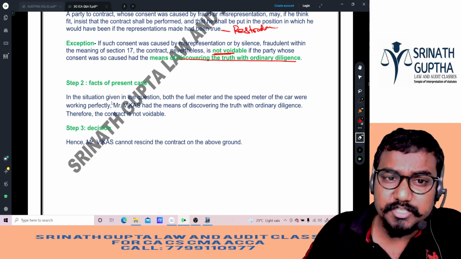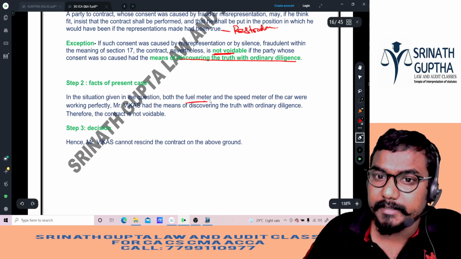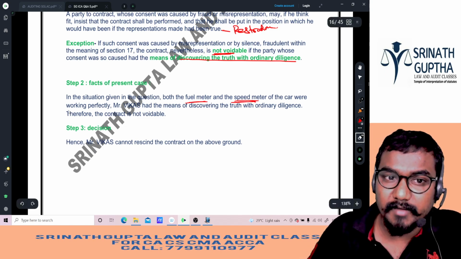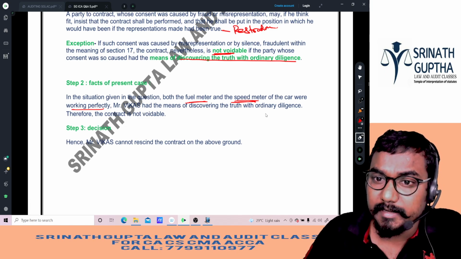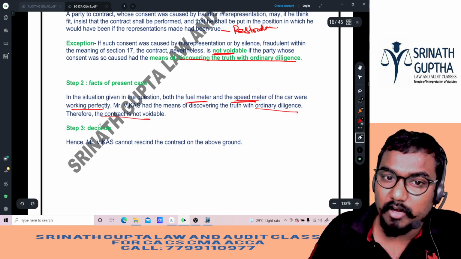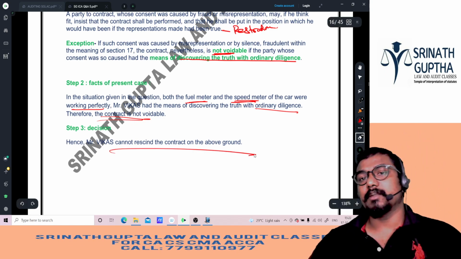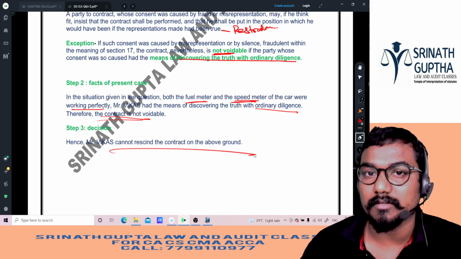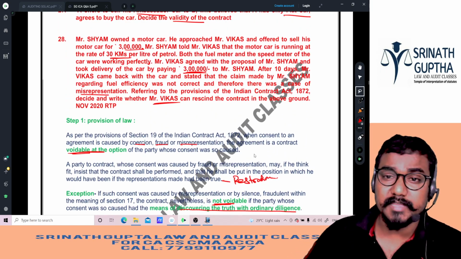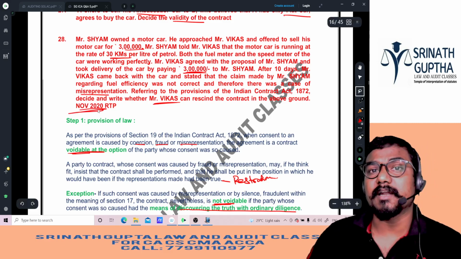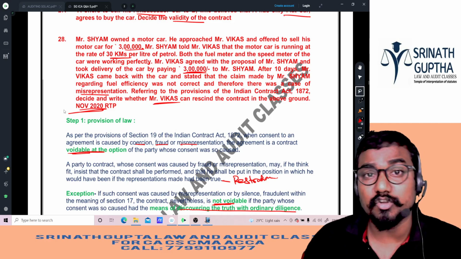Facts: in the situation given in the question, both the fuel meter and speedometer of the car were working perfectly. Vikas had the means of discovering the truth by ordinary diligence. Therefore, the contract is not voidable. Hence, Vikas cannot rescind the contract on the ground of misrepresentation or fraud. So this kind of question will come in the exam, sir. This question came in November 2020 RTP. So we have seen questions up to 2020.